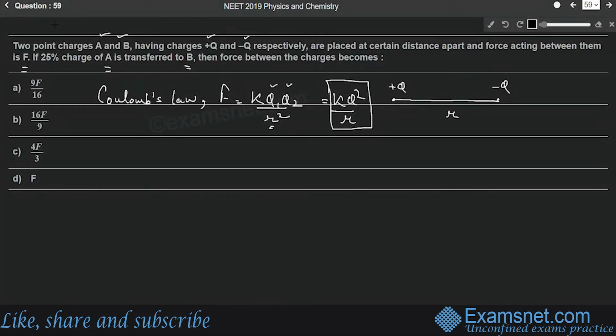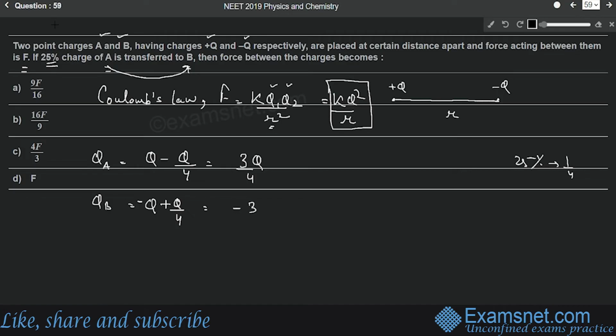Now here it is given that 25% of the charge of A is transferred to B. 25% means 1/4. Okay. So QA will become what? Q minus Q by 4, because Q by 4 has been removed. So what is left after that? We'll get 3 by 4 Q. And what will be the QB? QB will accept this Q by 4 charge, so it will become minus Q plus Q by 4. Okay, so it will be minus 3 by 4 Q.